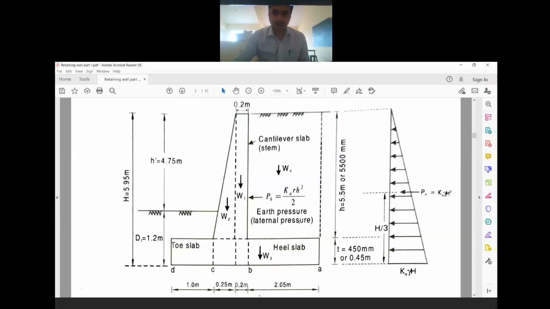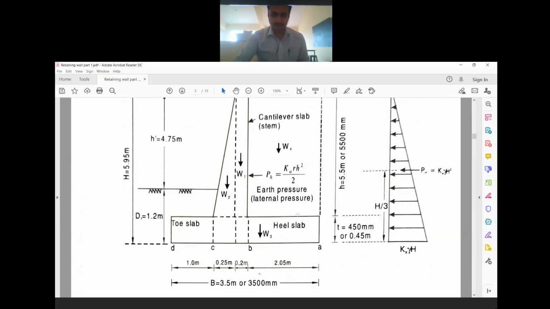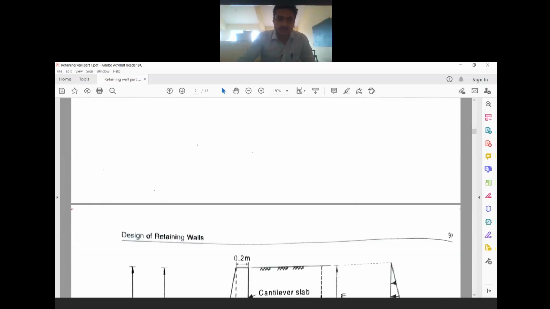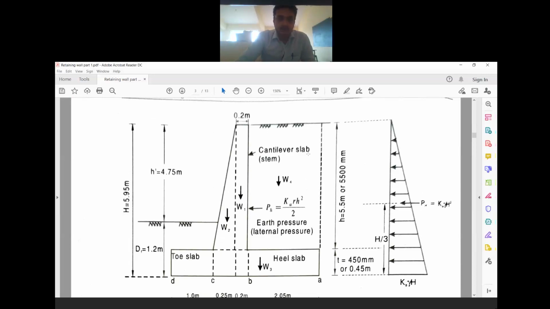Okay, next we have to do the stability calculation. So we are calculating the pressure distribution at the base and the forces which are acting. Okay, so now observe here, we shall first calculate the loads which are applicable on the retaining wall.